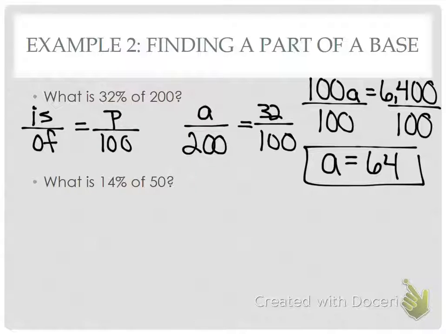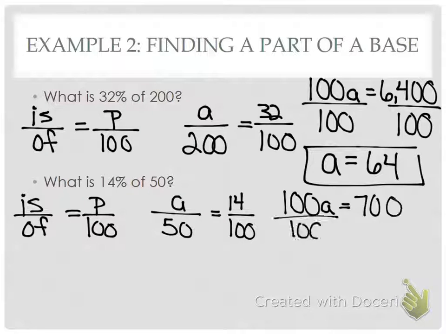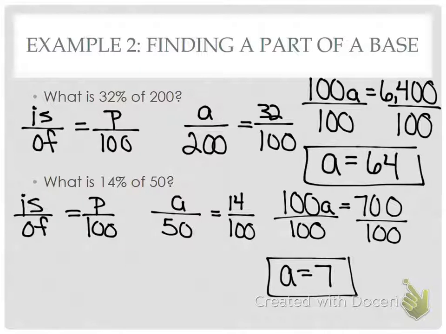All right, so plug them in. What variable do I use for is? A over 50 equals 14 over 100. Cross products, divide, and solve. A equals 7. Remember, no percent sign because we're solving for A.